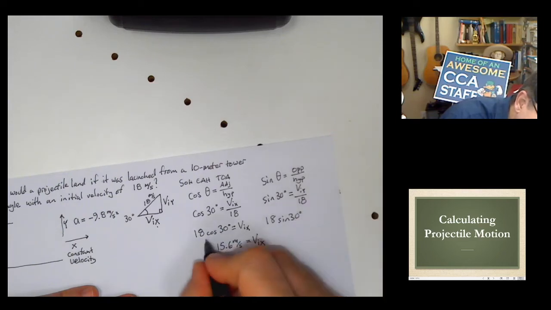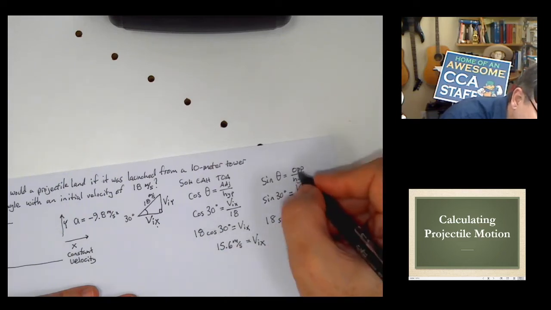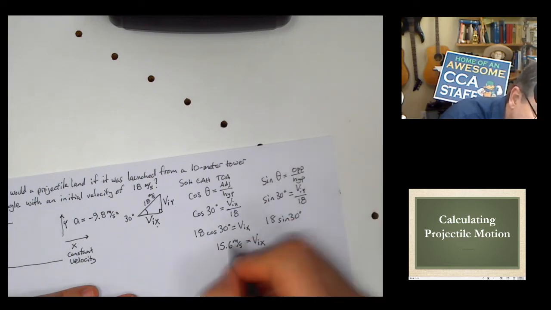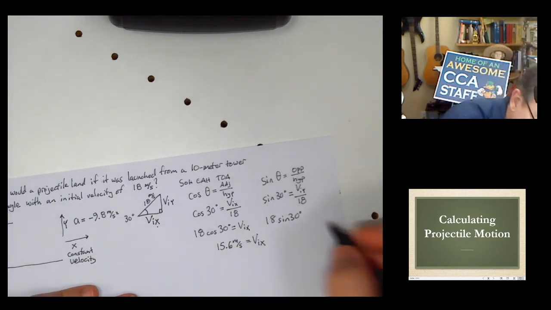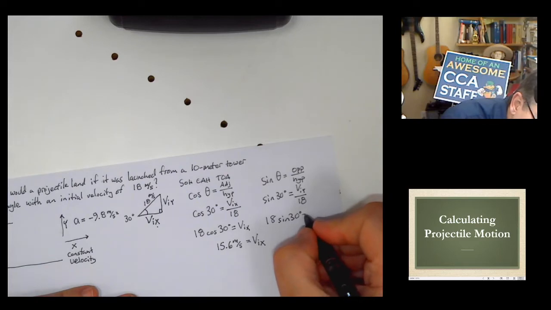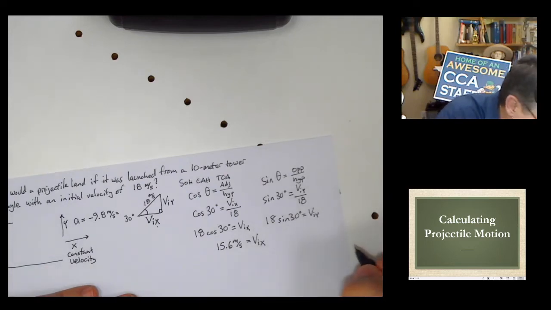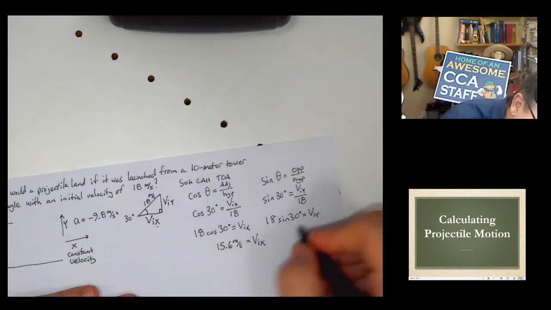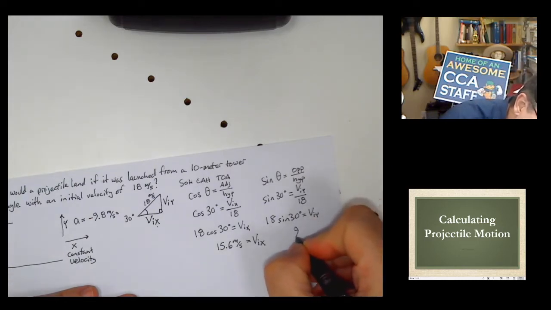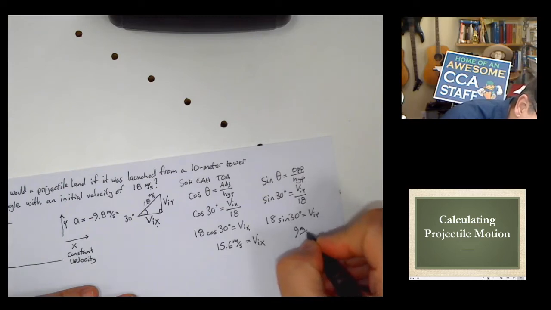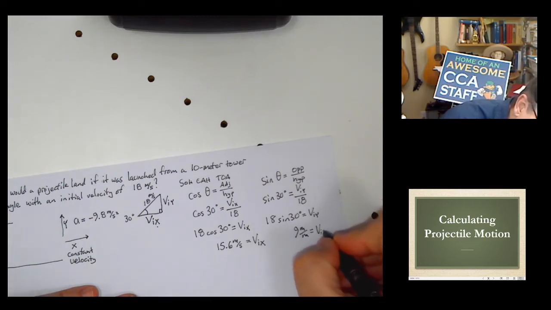And you can kind of see a pattern here. So you don't actually have to write all this out once you're familiar with it. I'm writing it out because it's a teaching video, right? That equals v_iy, the initial velocity in the y direction. And this, it turns out, is 9. That's tough, huh? 9 meters per second is the initial velocity in the y direction.